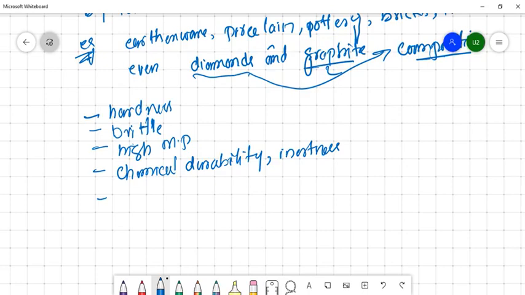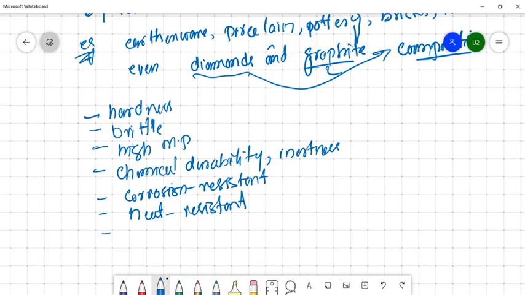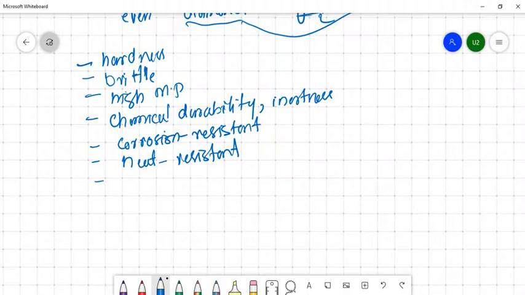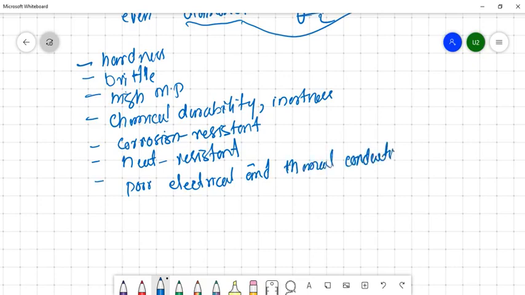And next, another property is that it is corrosion resistant. It is also heat resistant. You can imagine the properties of it. Heat resistance, and as usual poor electrical and thermal conductivity, right? So these are some of the characteristics of ceramics we have discussed so far.